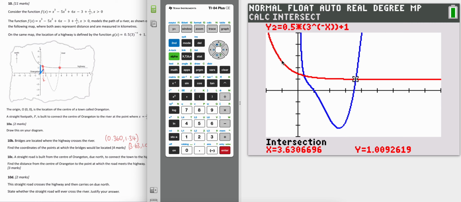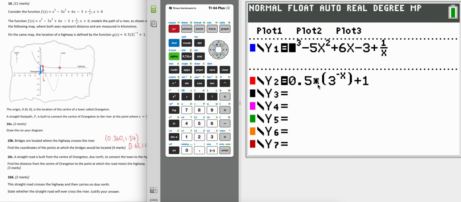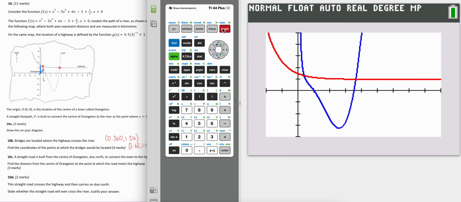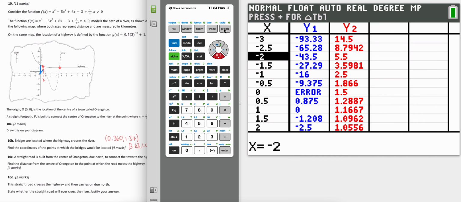So what that's asking for is my intersection here with the red graph, the highway, and the y-axis. So the red one you can see here is y2. If you're not sure, we can see that the y2 is the road. So we're going to go into the table of values, and at the point where x is 0, I can see that the red graph crosses at 1.5, so it's 1.5 kilometers until it meets the road.